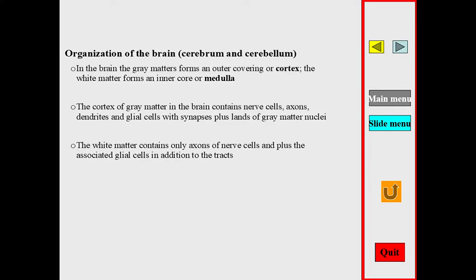Now we move to the organization of the brain. The organization of the brain, or cerebrum and cerebellum. Though this organization, of course, we will take in general. The details you will take in the central nervous system module.